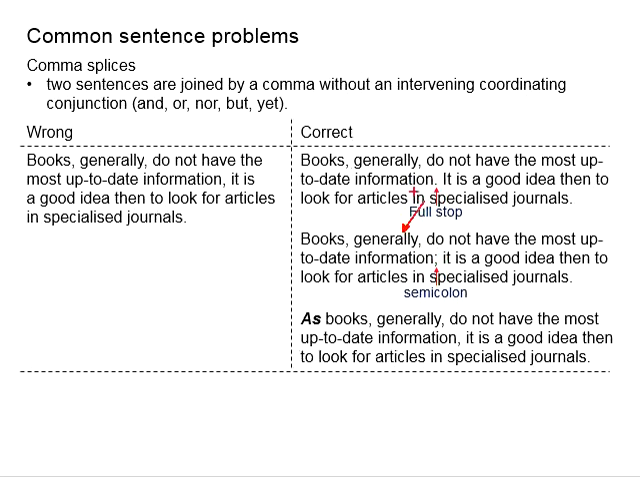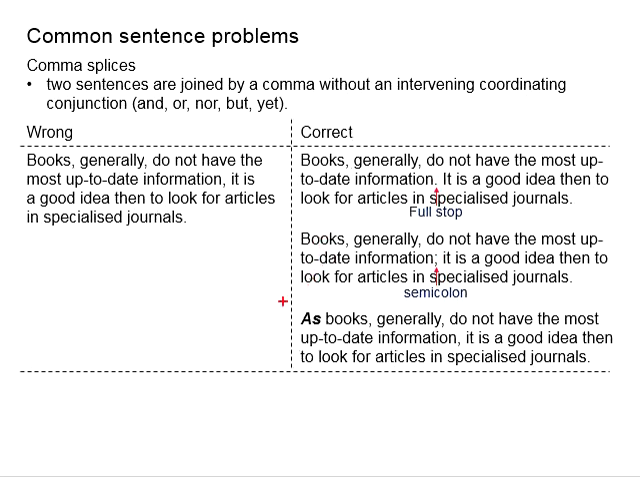Books generally do not have the most up-to-date information; it is a good idea then to look for articles in specialized journals. The semicolon here is used to connect the two independent clauses. It is used to join two independent sentences to show a close relationship between them. It indicates that the second sentence is very closely related to the topic that you're going to discuss, as an extension to the first sentence.